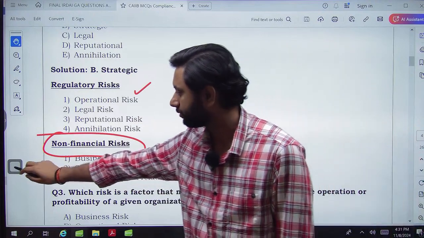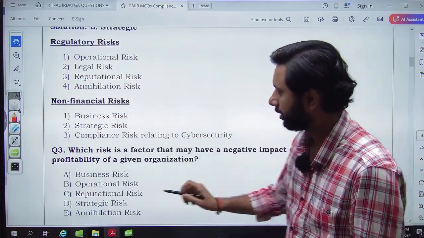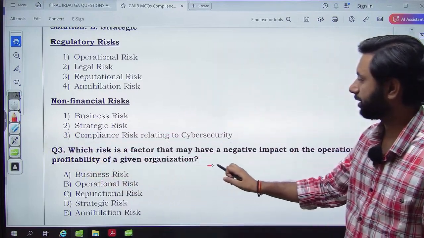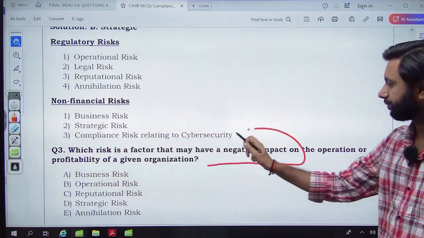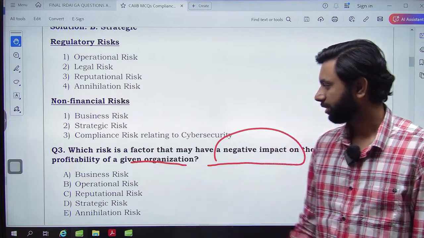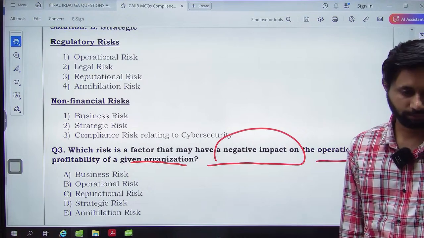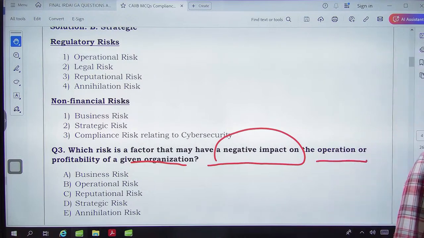Now if we utilize the same approach and try to do this next question, what do you think? Which risk is a factor that may have negative impact on the operation or profitability of a given organization? किस risk की वजह से ये possible है? What do you think is the correct answer?